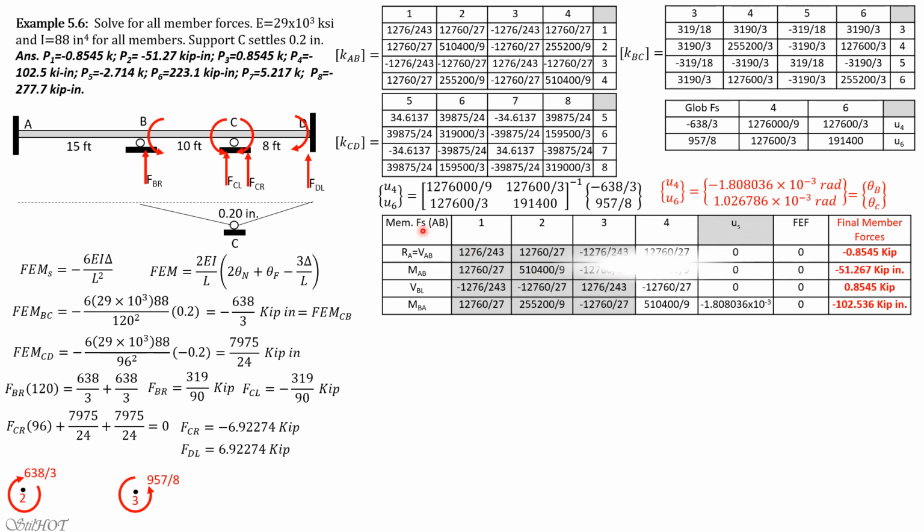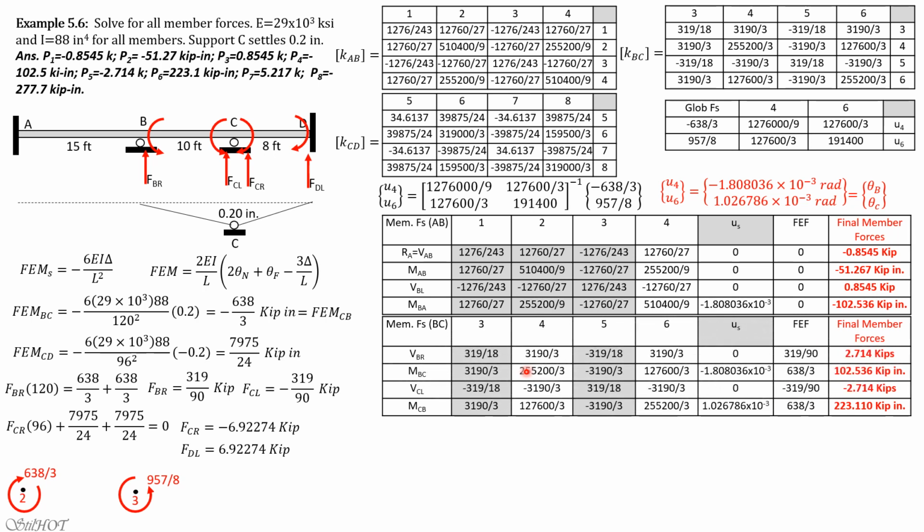For the member forces, for AB, these are the forces P1, P2, P3, P4, but I replace them with their appropriate designations. Then, because only U4 has displacement, we shade the first three columns. Fixed forces in AB are 0, so 12760 over 27 times U4, which is negative 1.808036 times 10 to the negative 3 radians, plus 0 equals negative 0.8548. And I want you to distribute that. These are the results.